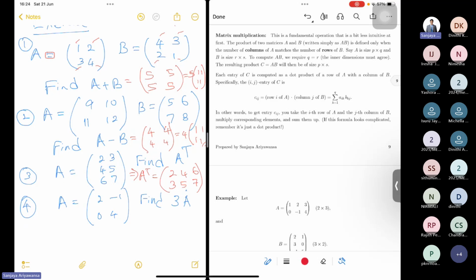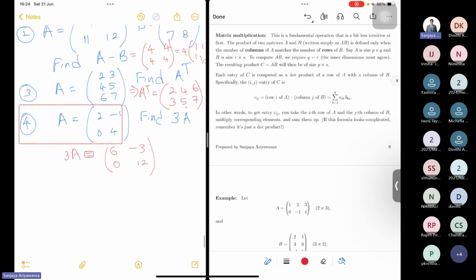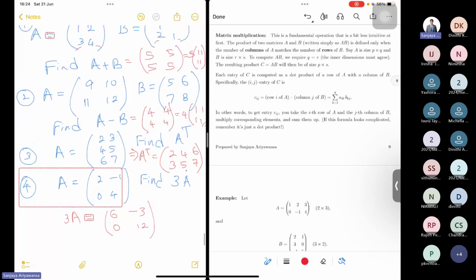And then you're simply asked to find the scalar multiple multiplied by 3. So that is 6, minus 3, 0, and 3 times 4 is 12. These would be your answers. Very simple questions, just so that you get into writing. Right. Now we come across, so these are the answers.